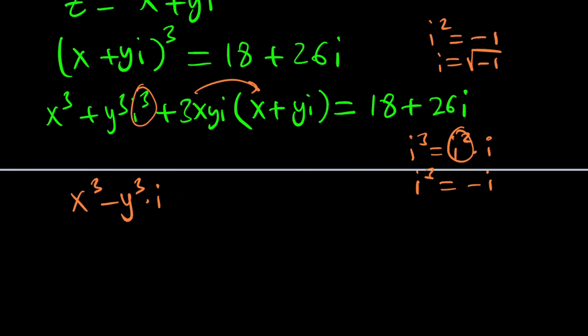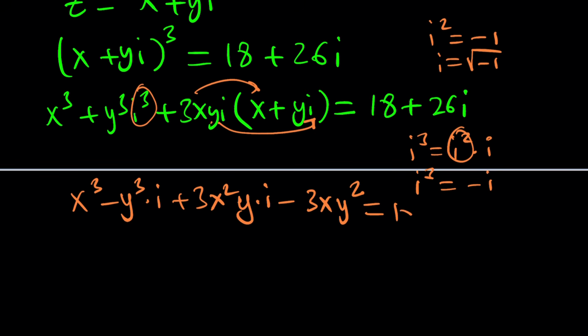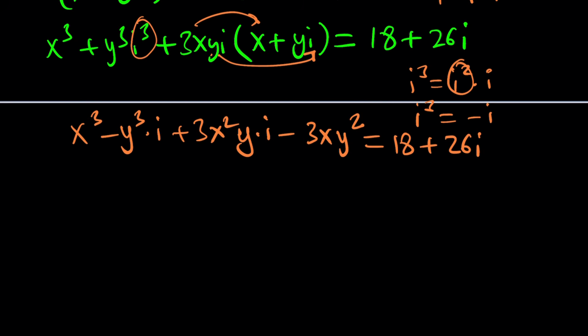And then if you distribute this, you're going to get 3x squared y multiplied by i. And we have the i squared scenario here, which is going to give us a minus sign, 3xy squared. And this should equal 18 plus 26i. So our goal is to put together the real parts, put together the imaginary parts, and then set these two numbers equal to each other, and from there, solve for x and y. But that's going to be an interesting adventure.